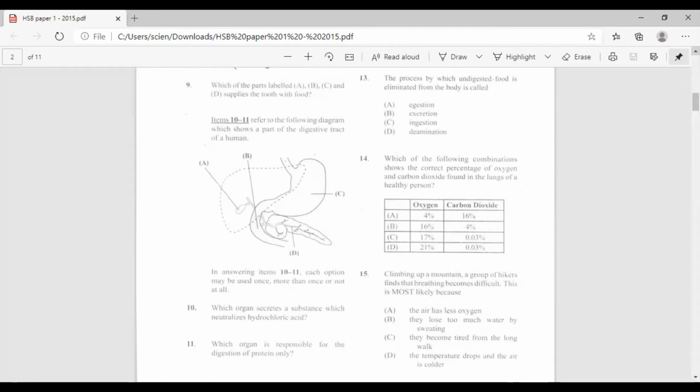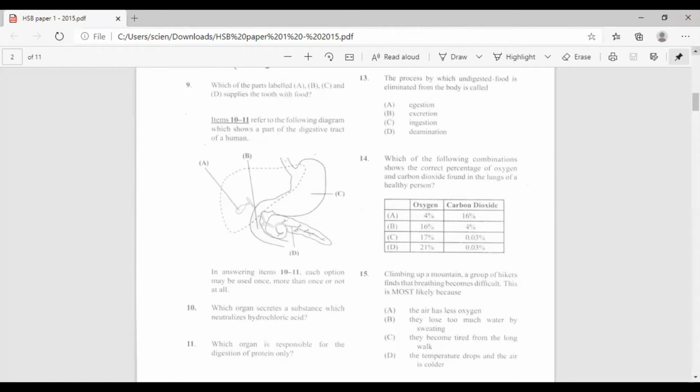For number 10, we have to look at the diagram. The answer would be A, because A is actually the gallbladder, and the gallbladder has the bile, which would help to neutralize this hydrochloric acid, which is the stomach acid. Now, question 11, which organ is responsible for the digestion of protein only? If you look at the diagram, that would be C, because C is the stomach.